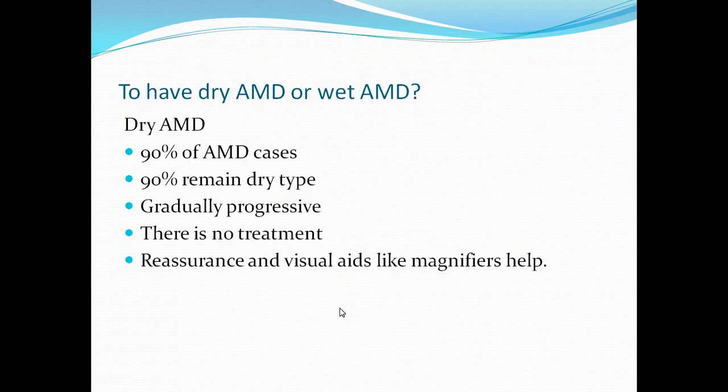If you are asked to choose between dry AMD and wet type, I'm sure you will choose dry AMD after listening to this. 90% of the AMD is dry type, and 90% of these remain dry type. It is characterized by gradual progressive loss of vision. Though there is no treatment for it, reassurance and visual aids like magnifiers do help.